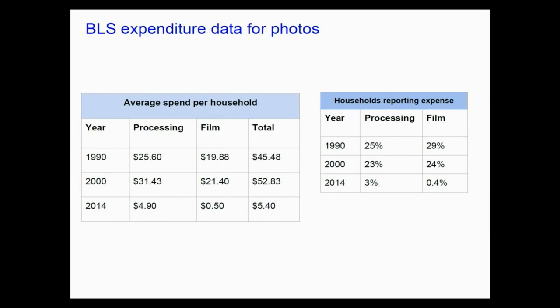And this is what the BLS expenditure data looks like for photos. 30% of households in 1990 reported that they were buying film. Now it's less than 0.5%. So it's a huge, huge change in just a relatively short time. And the spend per household on processing film and so on has gone down by a factor of 10. It's 1/10 of what it was, but you can be sure the number of photos taken is much, much larger.